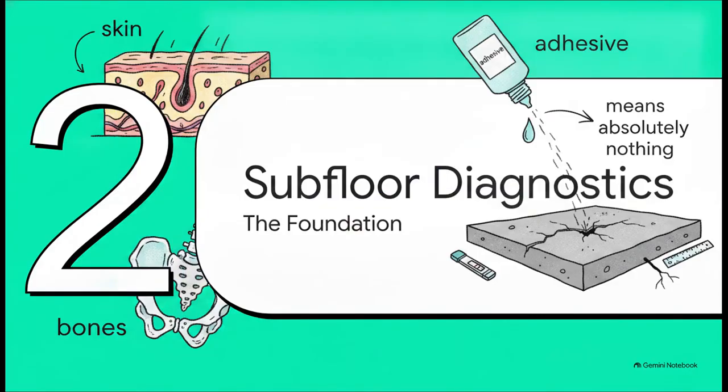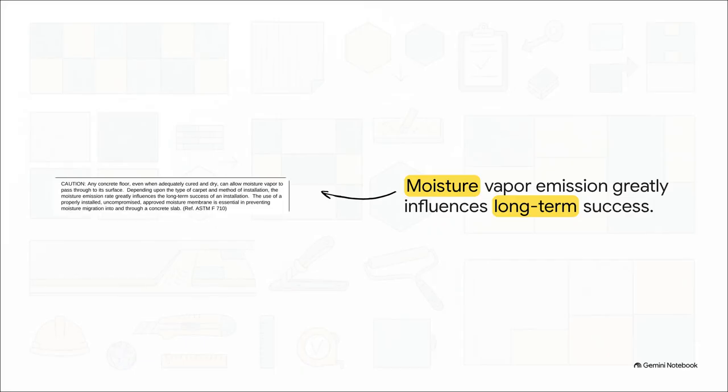Moving on to Section 2, Subfloor Prep and Diagnostics, the foundation. Now, what's really interesting about this is the invisible danger hiding right inside the concrete. Any concrete floor, even when it looks perfectly cured and feels completely dry to the touch, can still allow moisture vapor to pass straight through to the surface. This moisture emission rate is a huge deal. It heavily influences your long-term success.